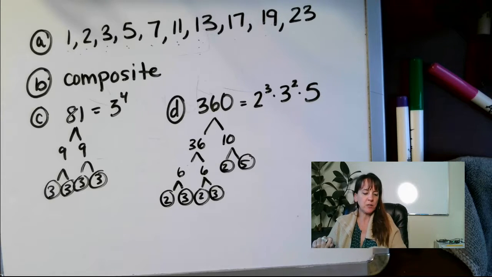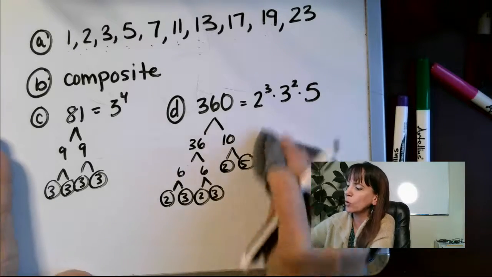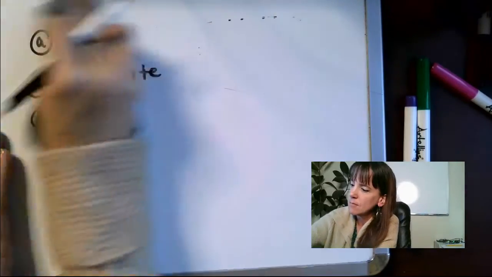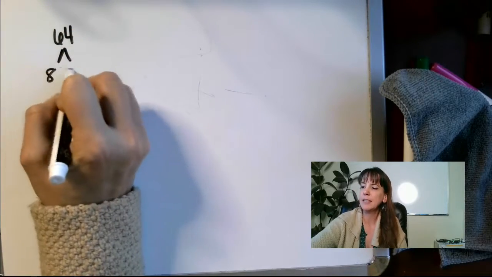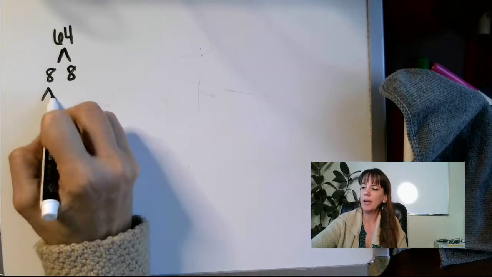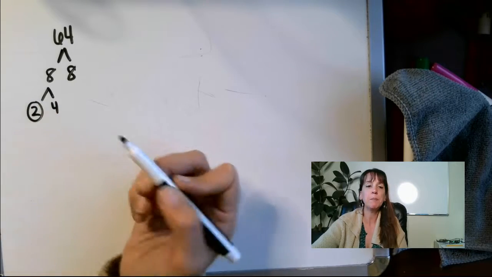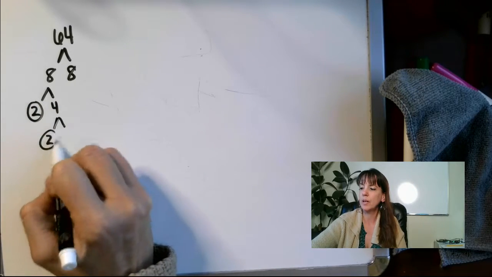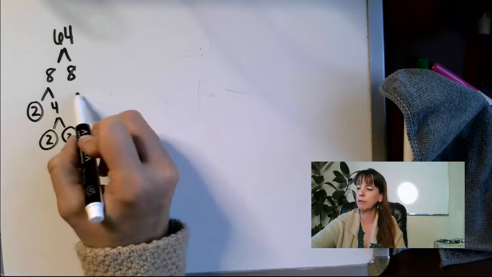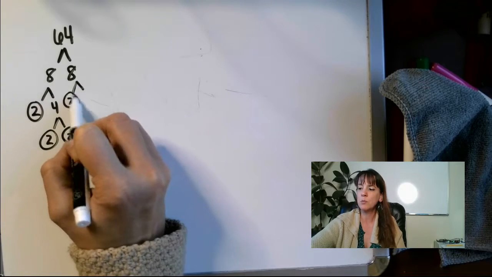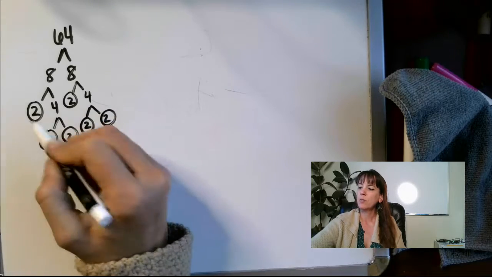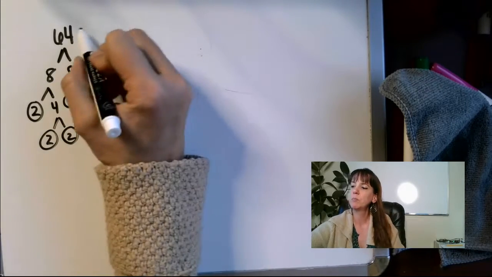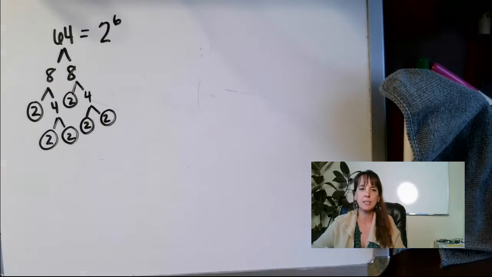E: write the prime factorization of 64 and the square root of 64. All right, we'll start with the first bit. The prime factorization of 64 is 8 times 8. We know 8 can be 2 and 4. 2 is prime, 4 is not. That's 2 and 2. Now we have to repeat the same thing over here for this 8. That's 2, which is prime, and 4, which is not. 2 and 2. So we have 1, 2, 3, 4, 5, 6, so this equals 2 to the 6th power.